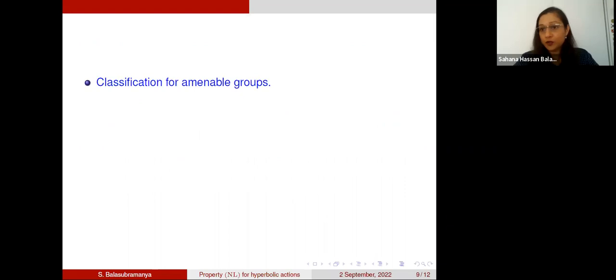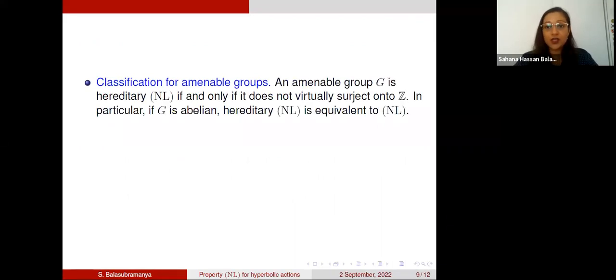And for amenable groups, it turns out that this property NL has a very nice classification. The group is hereditarily NL if and only if it does not virtually surject onto Z. In particular, if your group is abelian, then the hereditary version of the property is the same as having the property. So for abelian groups, you don't need to check two different things. Having one is the same as having the other.